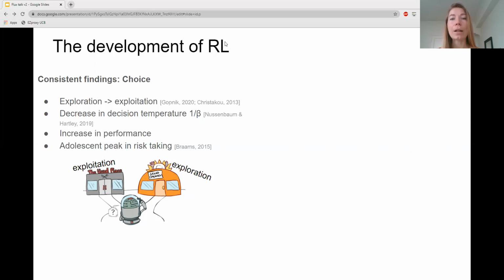The idea here is that childhood provides a protected phase of life to engage with the world and learn as much as possible without pressure to support oneself yet. Adults, on the other hand, exploit what they already know to maximize goals. In the RL literature, the most common way to model this transition is through the decision temperature beta. High decision temperature means lots of exploration, and study after study has found that decision temperatures decrease through development.